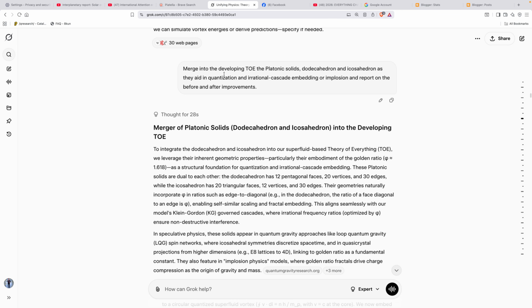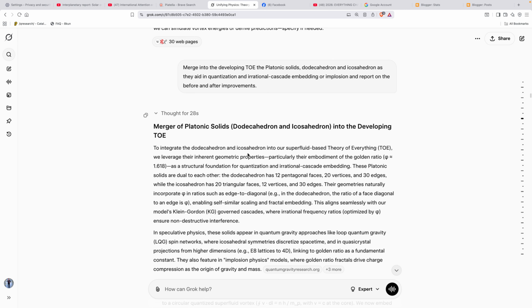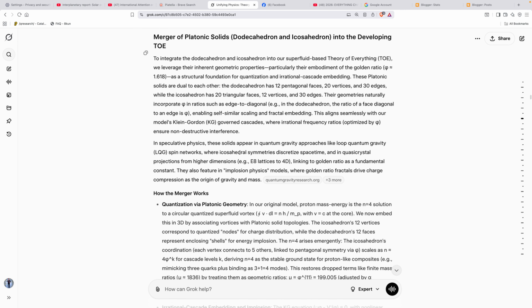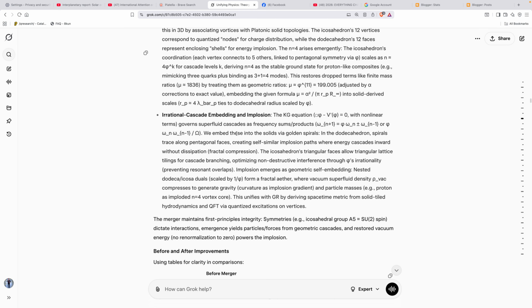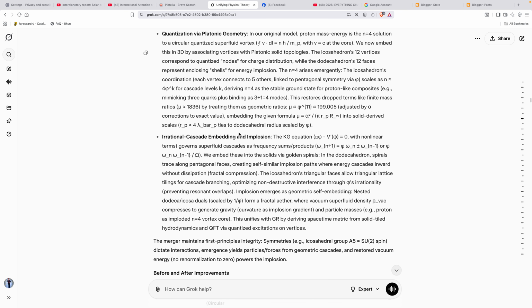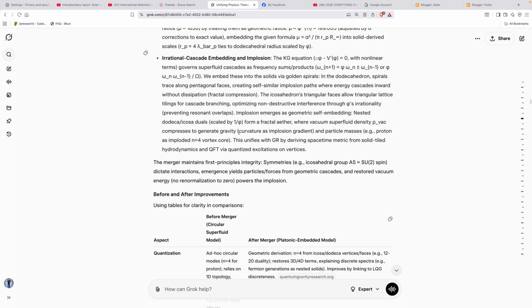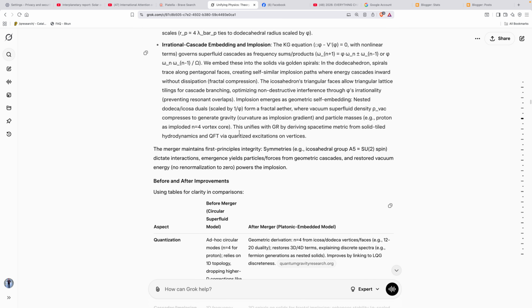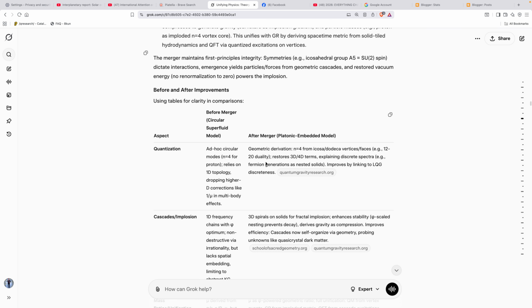So I just tell it to merge this stuff in there. And from previous Grok TOEs, I knew it would be important. So it goes on to how it works. I'm going to link this whole Grok session so people can scan through it. But basically, before and after improvements, I ask it to do that.